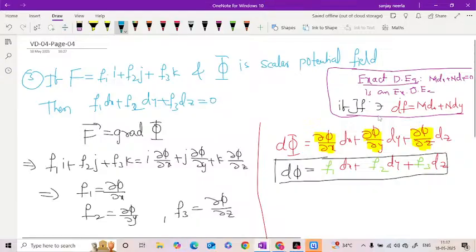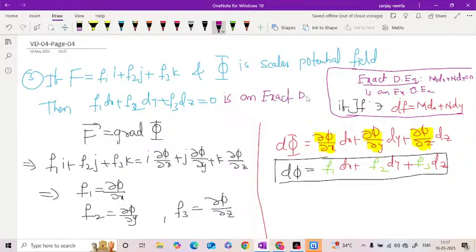So in two variables, M dx plus N dy is equal to some df, derivative of f, then the whole differential equation we call an exact differential equation. But here I am adding one more variable: f1 dx plus f2 dy plus f3 dz is equal to d pi. D pi means the whole differential expression is the derivative of some function. So what does that mean? This differential equation is now an exact differential equation. Am I clear? Did you get my point? Clear?